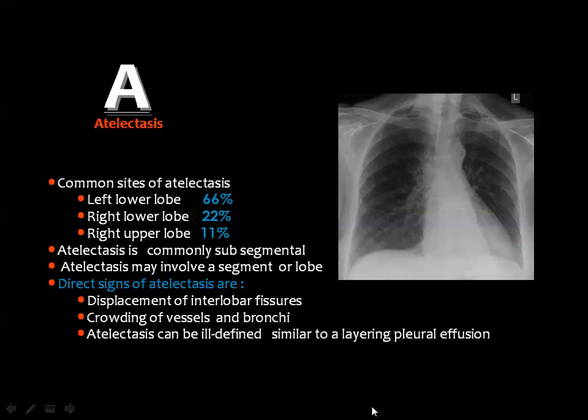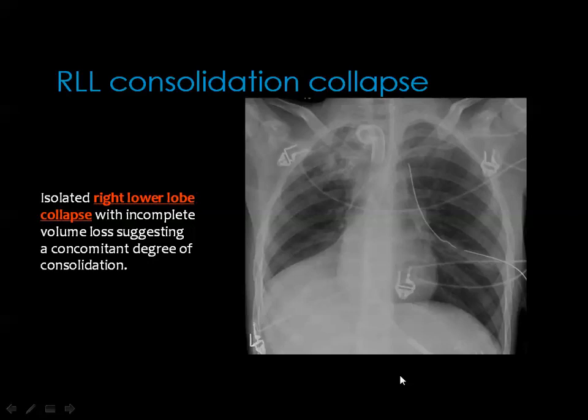The radiographic signs of atelectasis include displacement of the fissure, crowding of the vascular markings and bronchi, and there may be a small pleural effusion associated with atelectasis, or atelectasis itself may simulate a small pleural effusion. This is right lower lobe collapse. You see the opacity which is confined to the lower lobe with displacement of the minor fissure lower down.